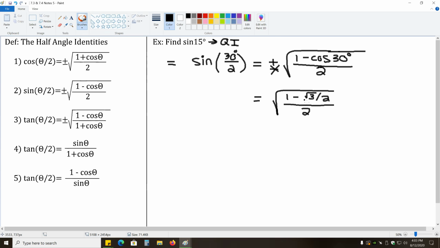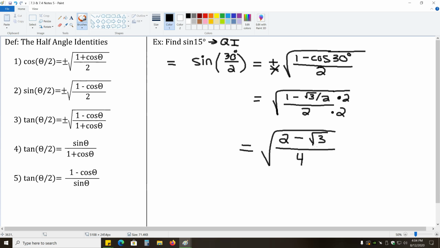And now the last thing that we want to do here is get rid of the fraction inside of the fraction. So to do that, we're just going to multiply the numerator and denominator by 2, which gives us 2 when we distribute, minus the square root of 3 over 2 times 2 will just be the square root of 3, and that's all over 2 times 2, which is 4.